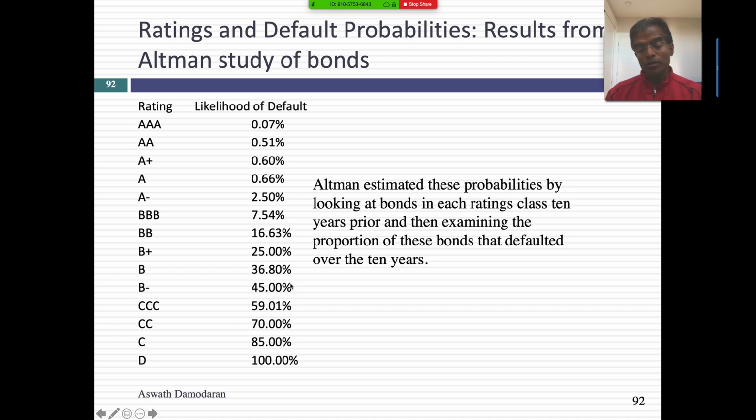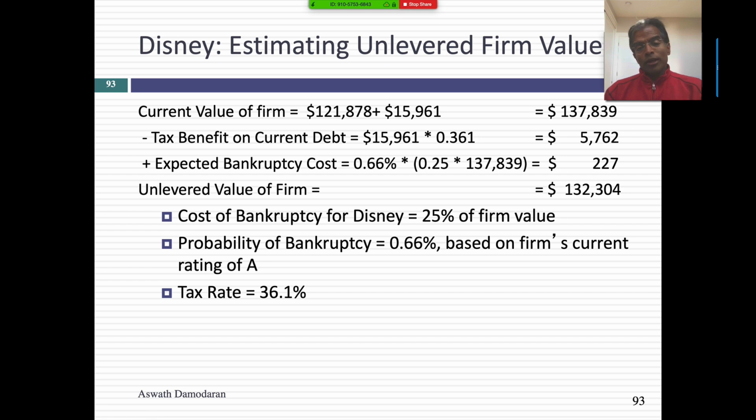You go to B minus, about 45% default. You give me your rating as a company, I'll tell you the probability of default. So at every debt level, I'm going to compute a synthetic rating and compute a probability of default. So I'm going to try this on Disney.